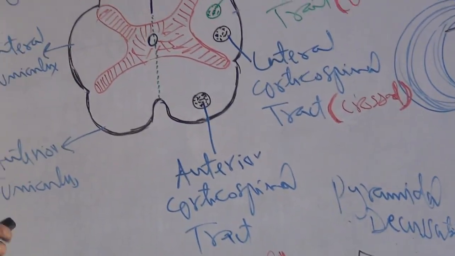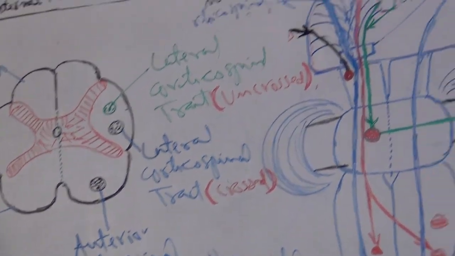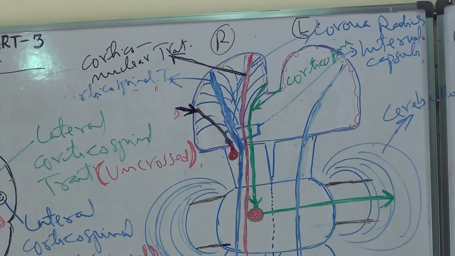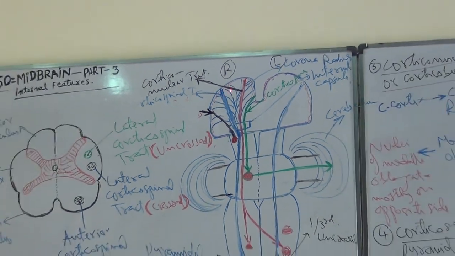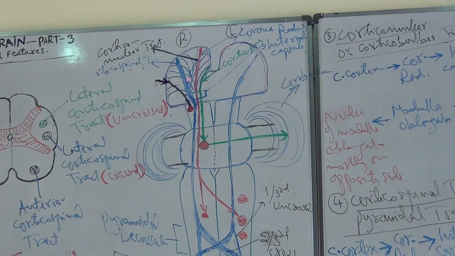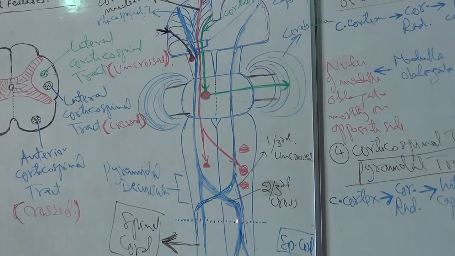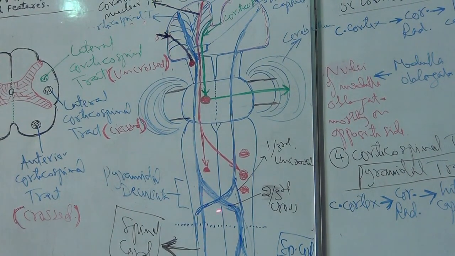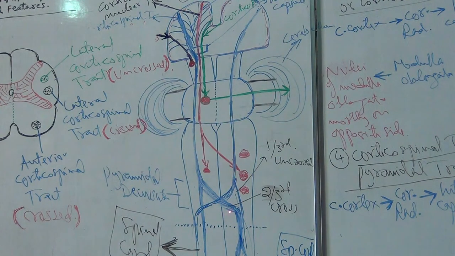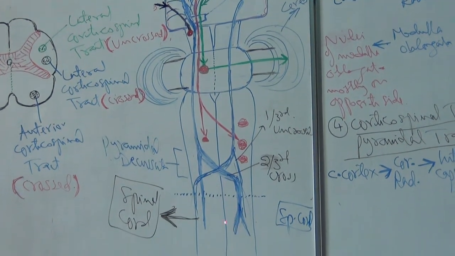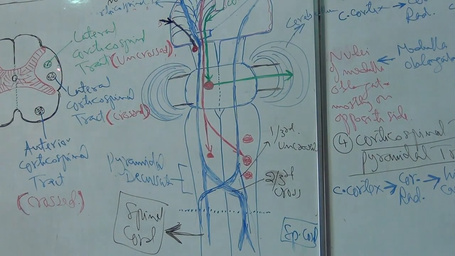So again, I will repeat, what about the corticospinal tracts or pyramidal tracts? They arise from the cerebral cortex, descend through the corona radiata, pass through the internal capsule, descend through the crus cerebri of the midbrain, continue to descend through the ventral or basilar part of the pons, and enter the medulla oblongata. In the medulla oblongata, two-thirds of these corticospinal tracts decussate, they cross to the opposite side, and one-third remain on the same side. And from the medulla oblongata, these continue to descend through the funiculi of the spinal cord. Which funiculi? Anterior funiculus and lateral funiculus.